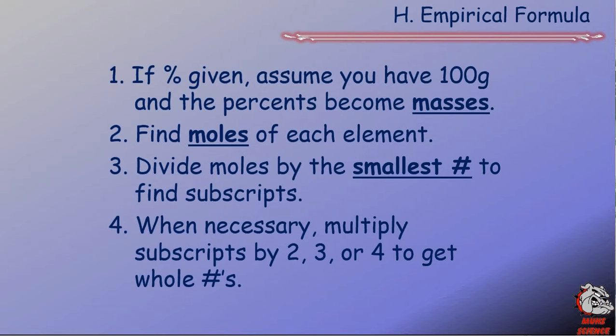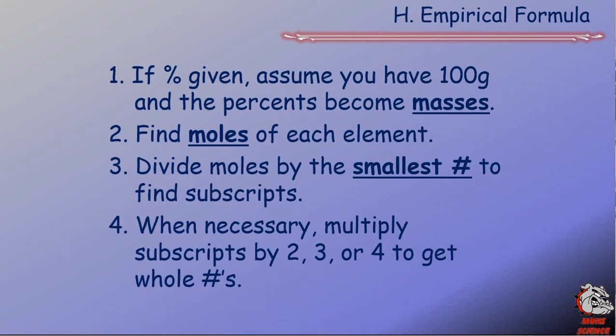For every 1 mole of this, you have how many moles of this other stuff. Now, sometimes when you get done with step 3, you have a fractional number, like 2.5. And you'll see that in our first example. Well, if you have that, then you have to multiply by an integer. And I said here in number 4, you multiply by integers 2, 3, or 4 to get whole numbers.